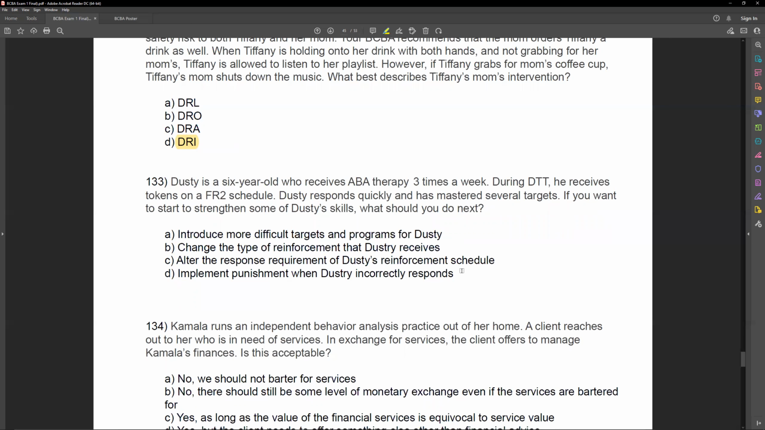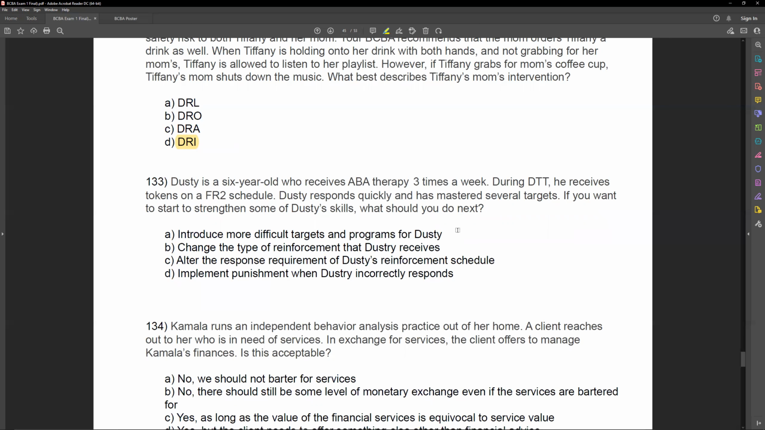So we've done DTT. We've taught Dusty these skills. He's mastered several of them on an FR2 schedule, which is a pretty thick schedule. He's receiving a lot of reinforcement for not a whole lot of effort. 2 responses reinforce, 2 responses reinforce. We now want to start to strengthen some of these skills because we want to get away from teaching to strengthening to maintenance and generalization. What do we need to do next?